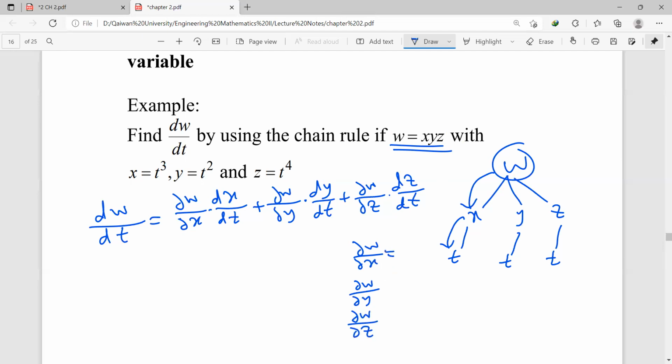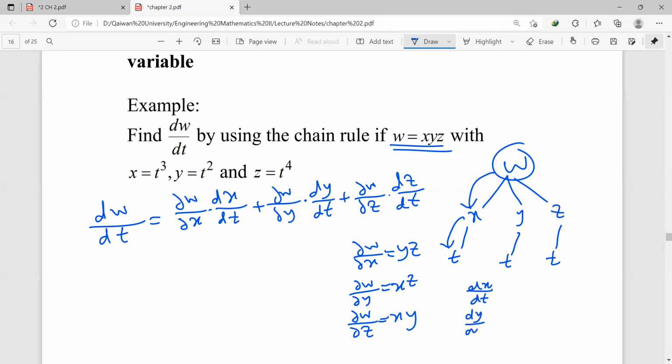What's partial w by partial x? It's yz. How about partial w by partial y? It's xz. How about partial w by partial z? Okay. And so how about dx by dt?